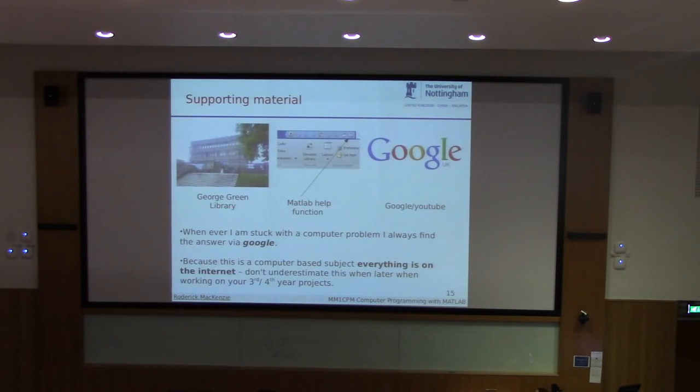Good. Now, where else can I get help for MATLAB? Well, the library. There's some books in there, you might like them, might not like them. This help button on MATLAB is really underused. When you click that, you get MATLAB help, and it's quite good. But the best one is Google, especially Stack Exchange. That's a site that's got lots of questions about programming and stuff.